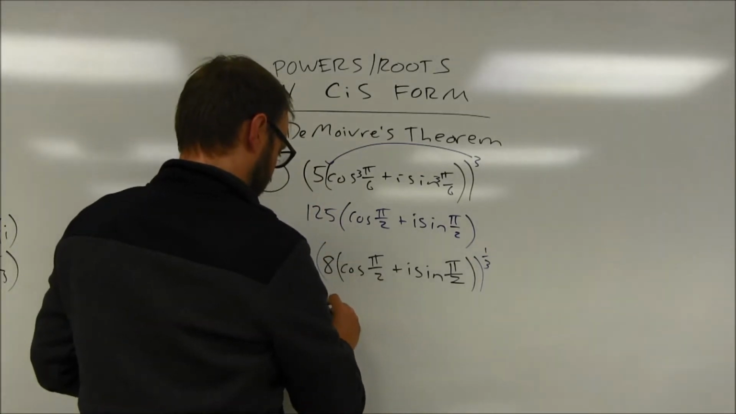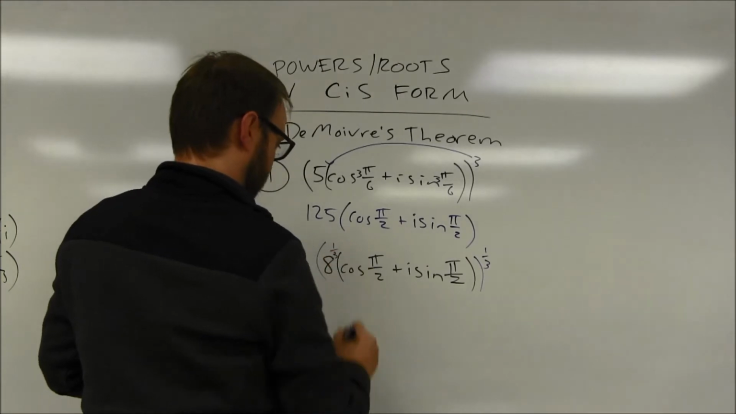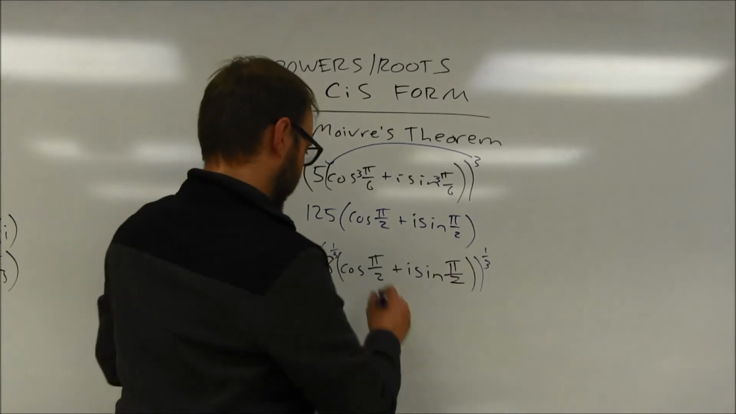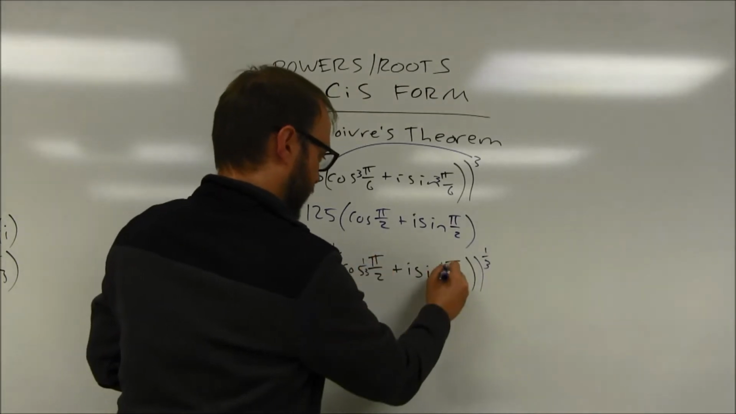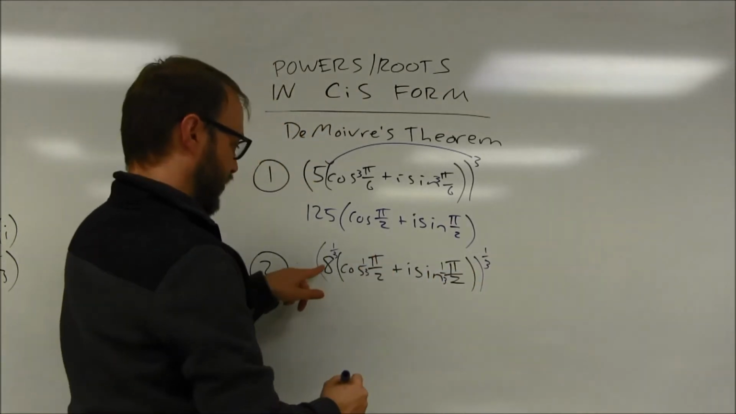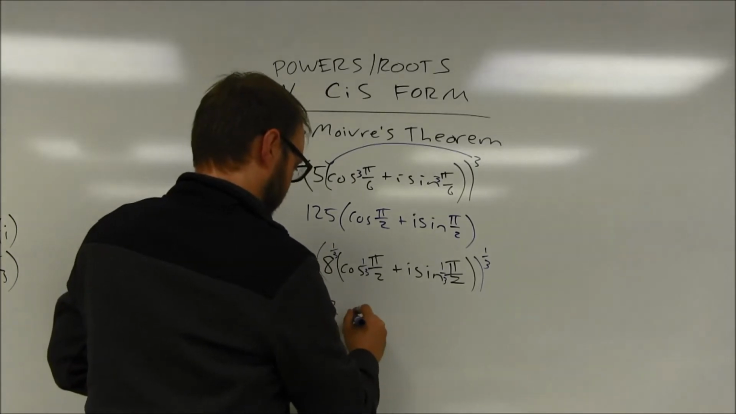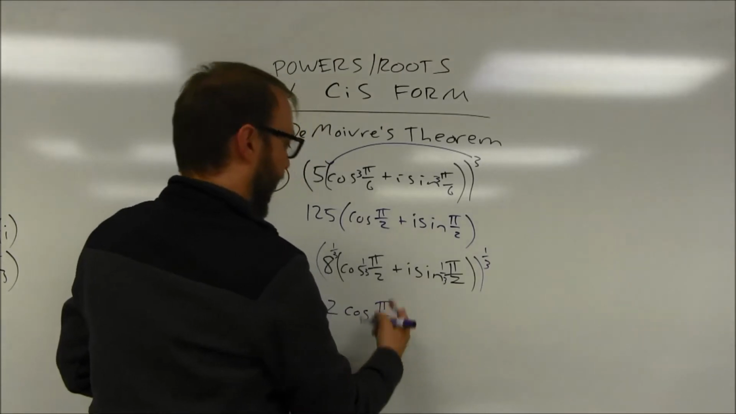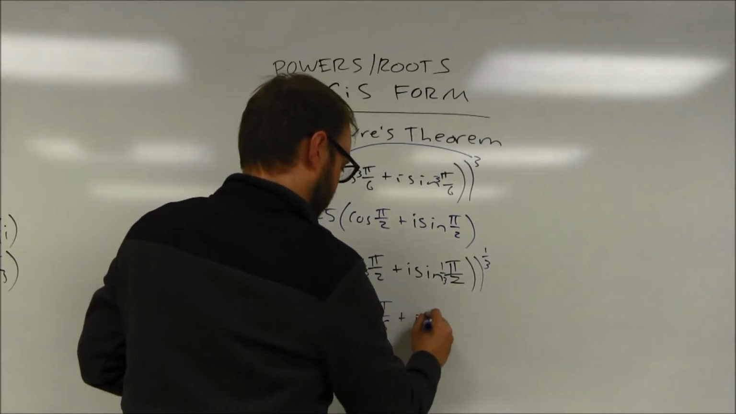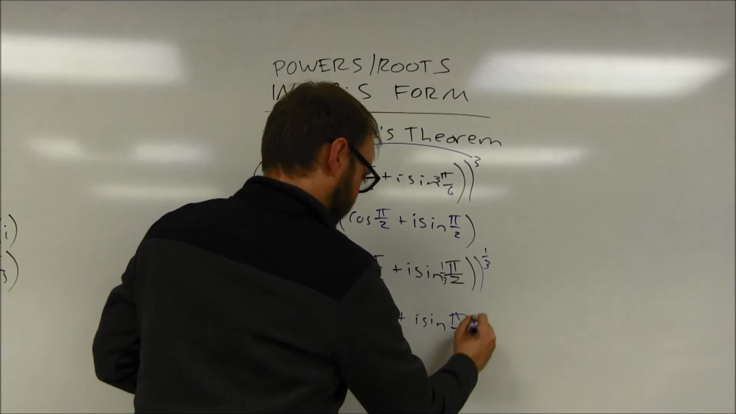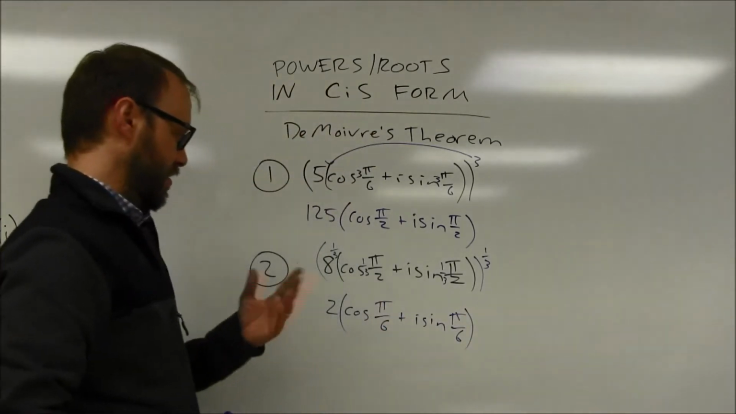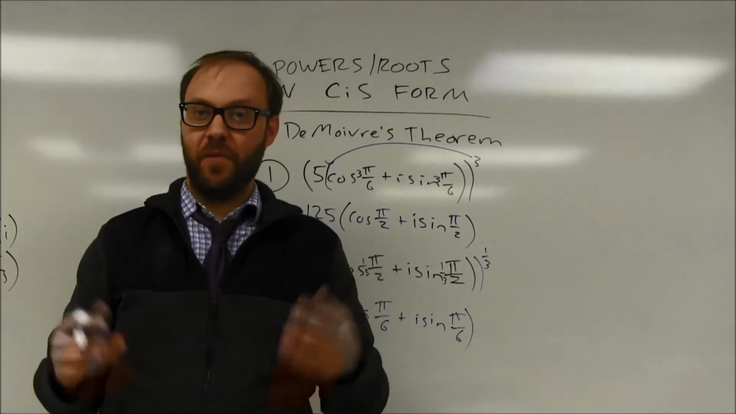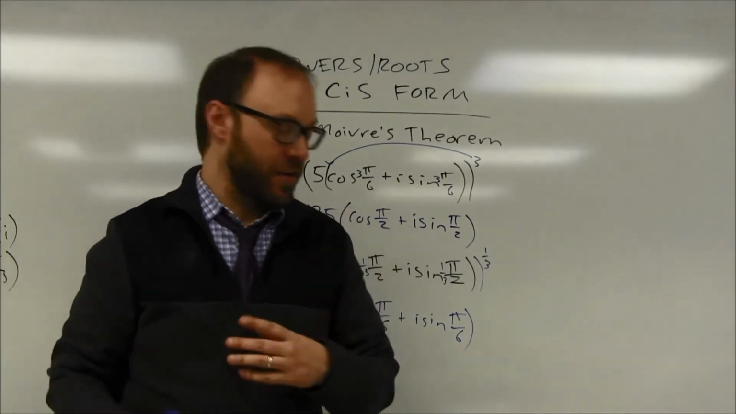So you've got basically 8 to the 1/3 power, and then each of these angles is also getting multiplied by the exponent. So you're taking 1/3 of pi over 2 in both of those cases. So 8 to the 1/3 power is 2. You're going to get cosine of pi over 6. You're dividing the angle measure by 3 plus I sine of pi over 6. And of course, if you needed to, you could graph that and you could convert that back over into rectangular form if you wanted to find out what that complex number looked like in a more standard form.